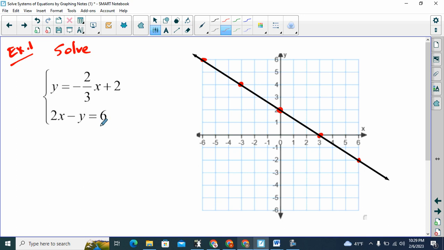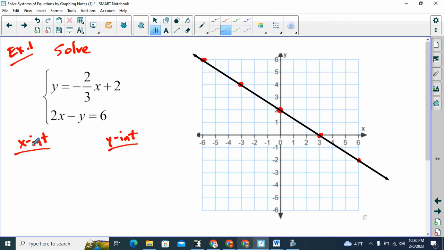The second equation is in standard form. When it's in standard form, we have two options. We can either find the x-intercept and the y-intercept, or we can change to slope-intercept form. Either way is perfectly acceptable. I would generally try to find the x and the y-intercepts first, and then if either of those are fractions, I would do it the other way where I change to slope-intercept form.